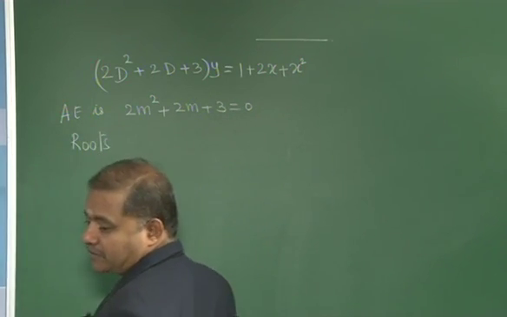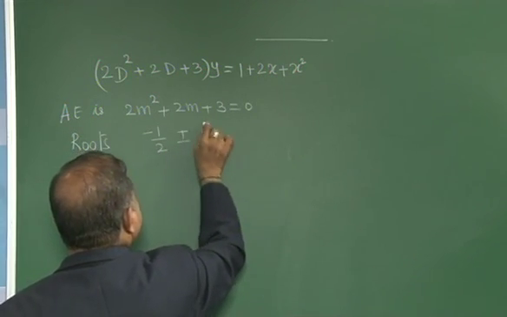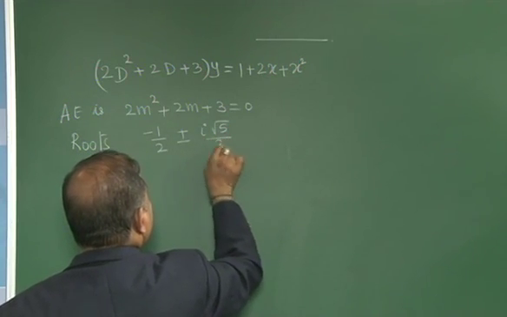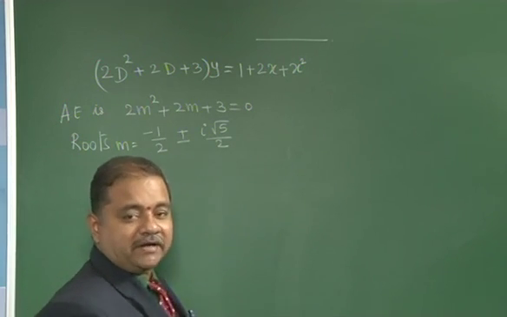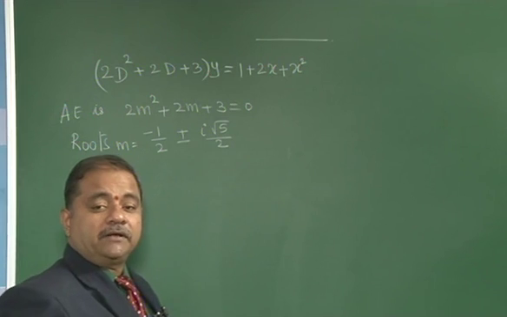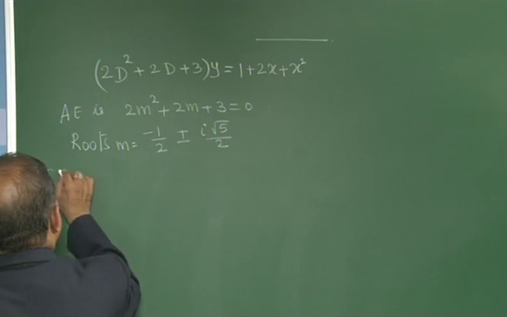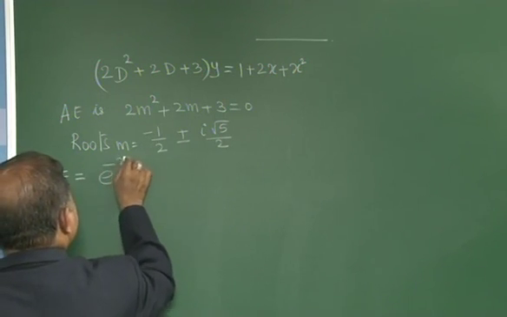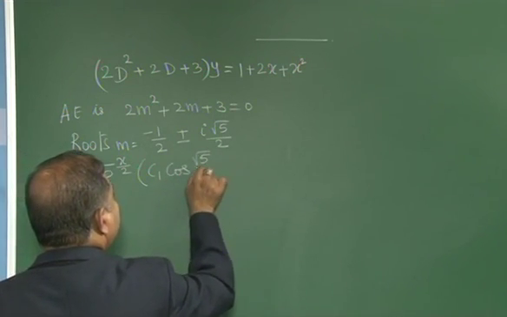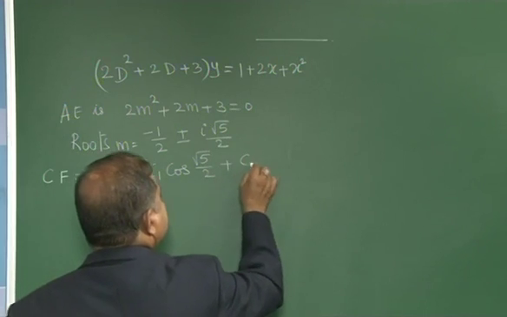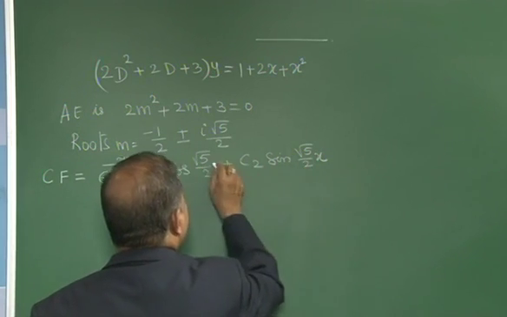Your roots will be m is equal to minus 1 by 2 plus or minus i root 5 by 2. You can find it by any method, this has been told so many times already. So m is minus 1 by 2 plus or minus i root 5 by 2. So what is my CF? e power minus x by 2 into (C1 cos root 5 by 2 x plus C2 sin root 5 by 2 x), here also x.